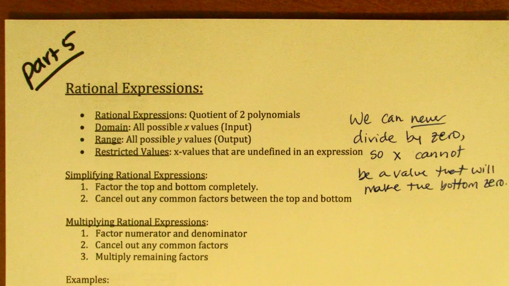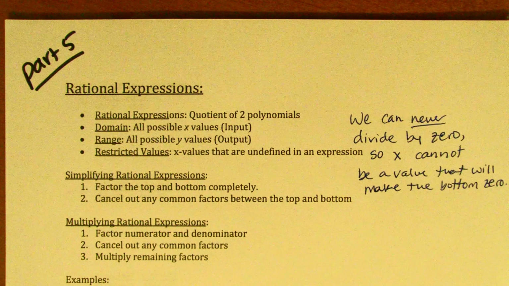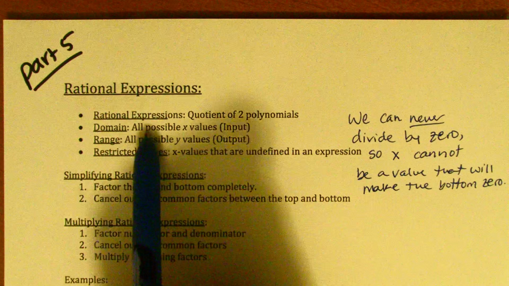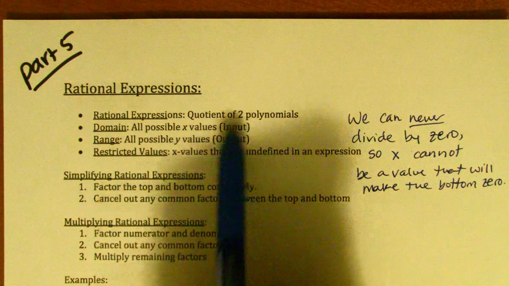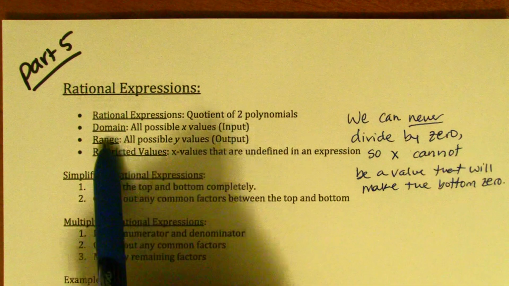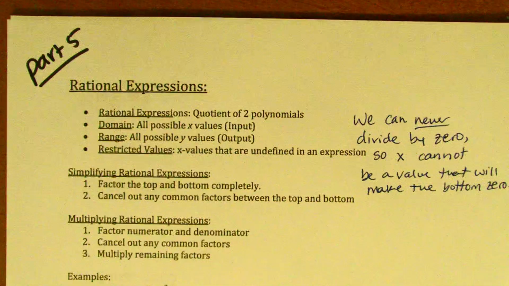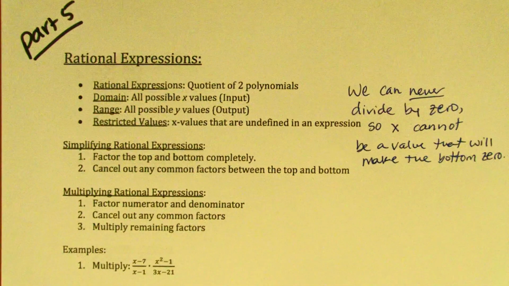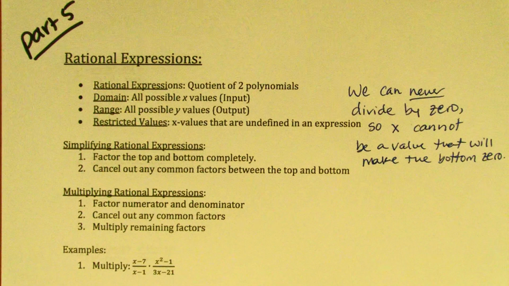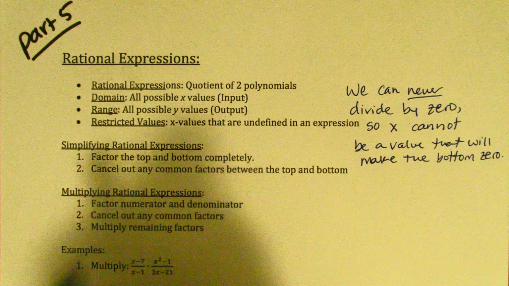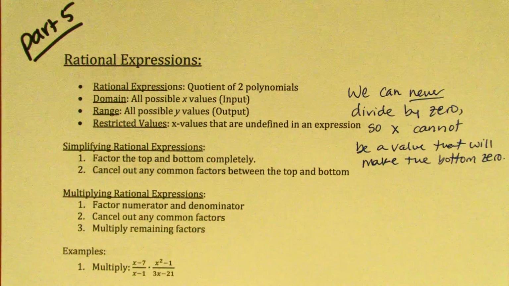So when we are talking about what x cannot equal or what it can equal, that's talking about the domain. It's all the possible x values. That's the input to our expression. Range is referring to all of the possible y values. That's the output. So when we are simplifying rational expressions, what we want to do is factor the top and bottom completely and then cancel out any common factors between the top and bottom.